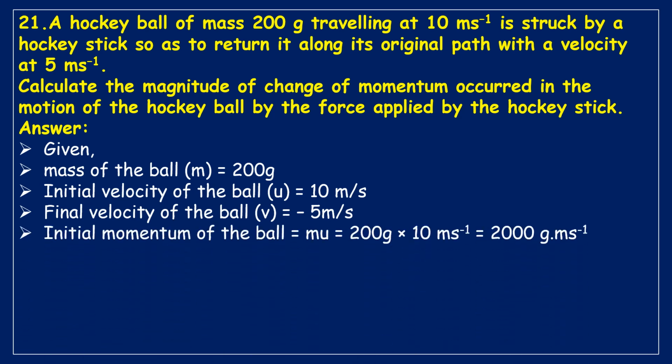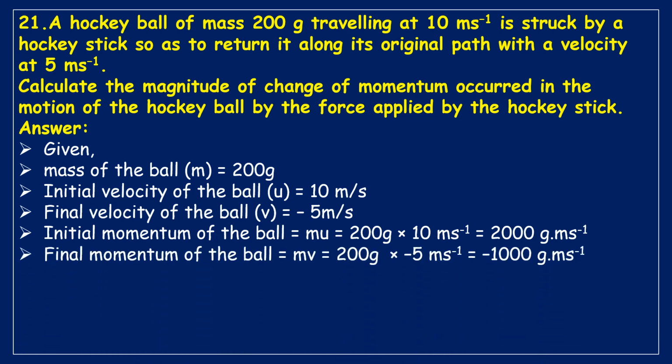Initial momentum of the ball is equal to the momentum formula, mass into its velocity. Mass is given as 200 grams, that already we know, and initial velocity is given as 10 meters per second. Then you will get 200 into 10, 2000 grams meter per second. This is the initial momentum of the ball.